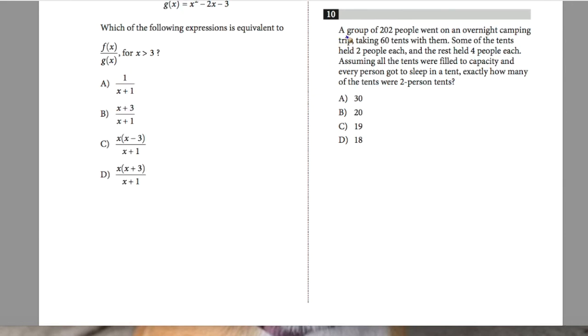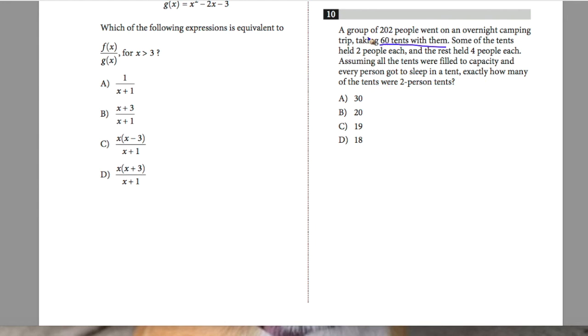Question 10 states, a group of 202 people went on an overnight camping trip, taking 60 tents with them. So 60 tents in total, 202 people in total. Some of the tents held 2 people each, and the rest held 4 people each. So some tents held 2, some tents held 4. Assuming all the tents were filled to capacity and every person got to sleep in a tent, exactly how many of the tents were 2-person tents?